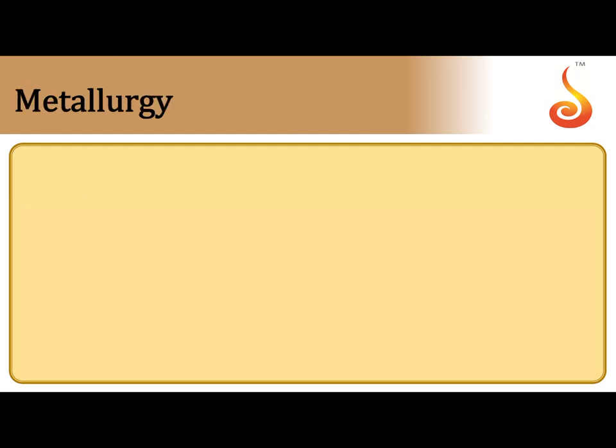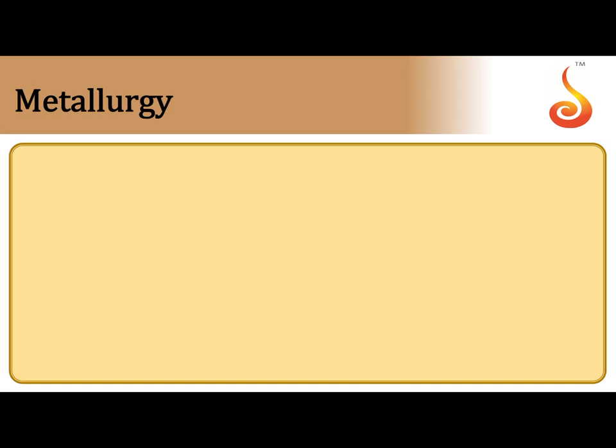So coming to the next topic, metallurgy. Metallurgy is the branch of science in which we can learn about the extraction of metals from minerals. Generally, metals do not exist in their native state, they exist in combined state. Example, sodium. Sodium being highly reactive cannot exist as the element, it exists as sodium chloride, rock salt. So rock salt is the mineral of sodium.